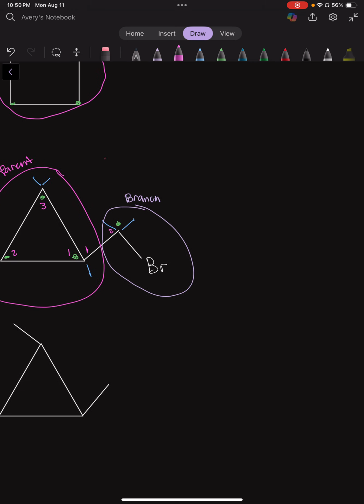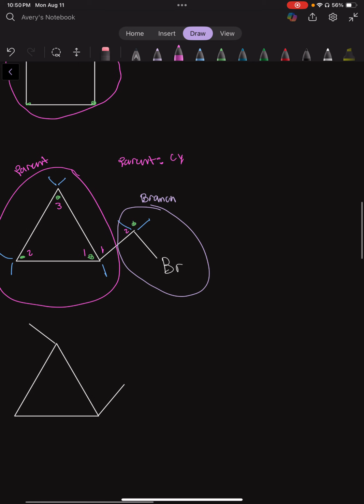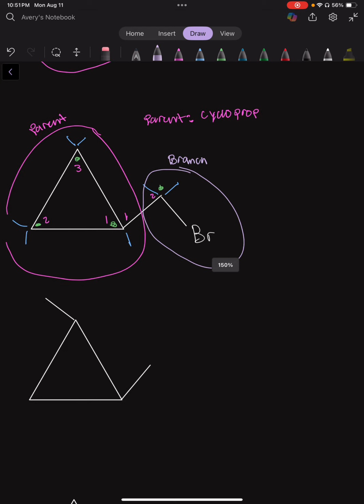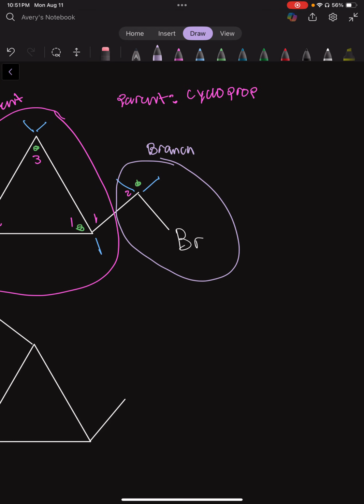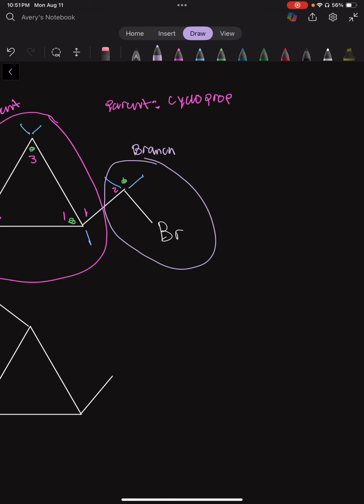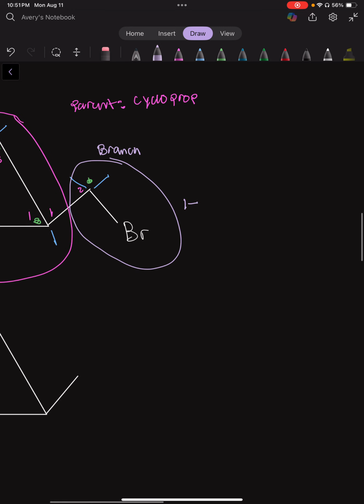Our parent is a cycloprop. We don't know the ending yet, so we can't put that on there. Cycloprop. And our branch has 1 carbon and 1 bromine, all attached to the one. So it's going to be one dash, one singular carbon, which is going to be methyl, because meth is the prefix for one, and it's a branch.